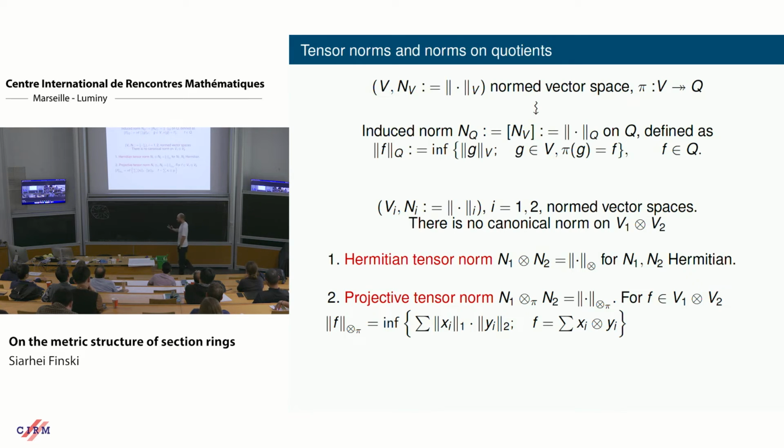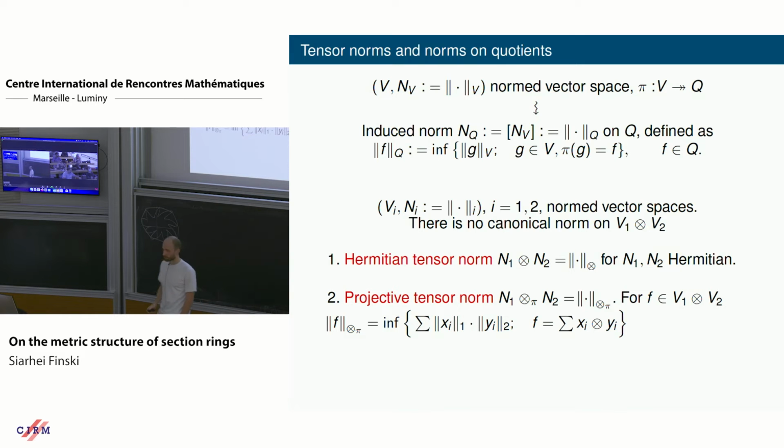In a more general context, when our norms are not necessarily Hermitian, one can always define what we call the projective tensor norm. It's defined as follows. Imagine that you are fixing a tensor in the tensor product, and then you're considering all possible decompositions of this tensor as a sum of decomposable terms. And you're taking an infimum over the norms of all those decompositions. It's possible to verify that the resulting thing will be a norm on the tensor product.